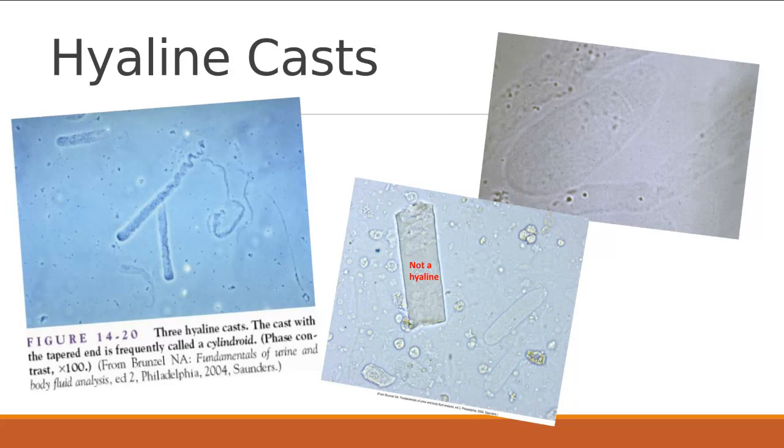So this one right here that says not haline, notice it's got blunt edges. So that's not a haline cast. These all have the rounded edges, and they're very clear. See how, like on this one, this would be kind of difficult to see. There are all cylinders with the rounded edges. Okay. And these are seen in a lot of urines.